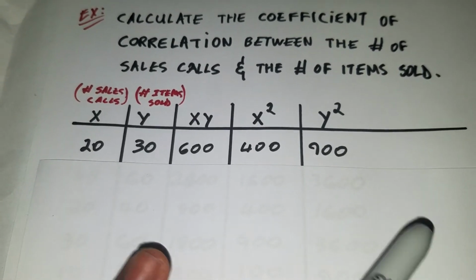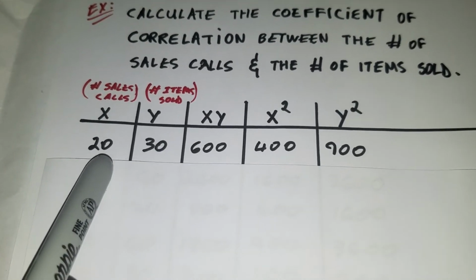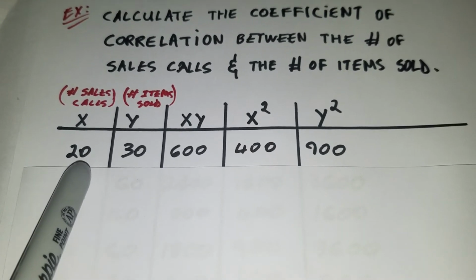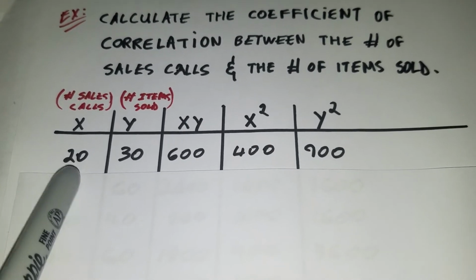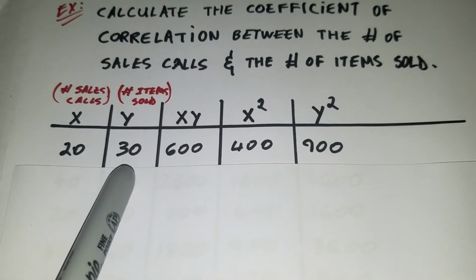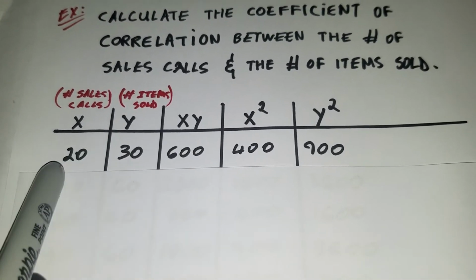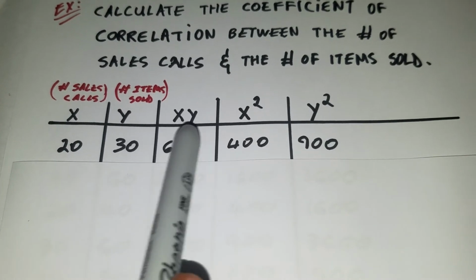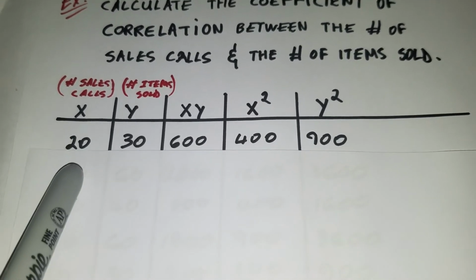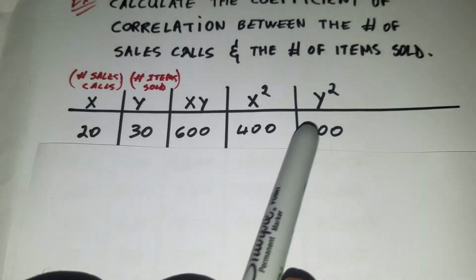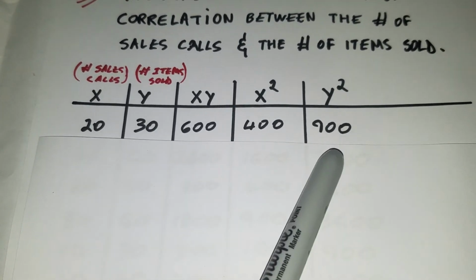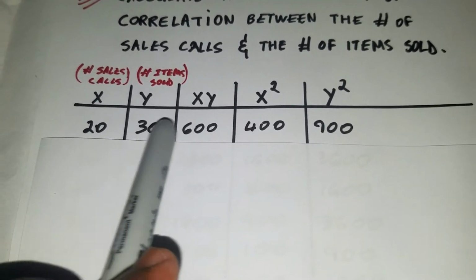So for the first example, I think this was John. I think his name was John. He made 20 calls and he sold 30 items. Now, as you can see, XY would be 20 times 30, which is 600. X squared would be 20 squared, which is 400, and Y squared would be 30 squared, which would be 900. And we have filled out this column.